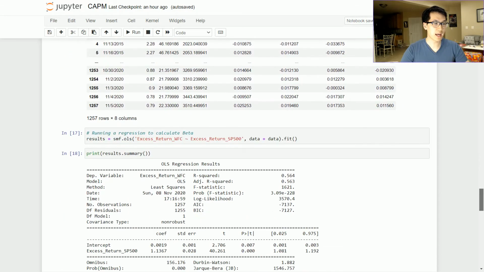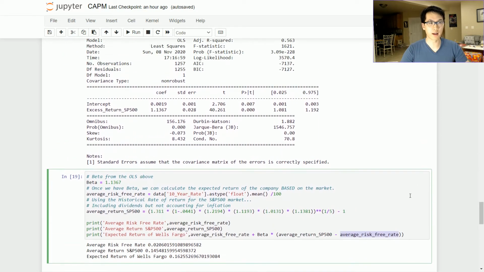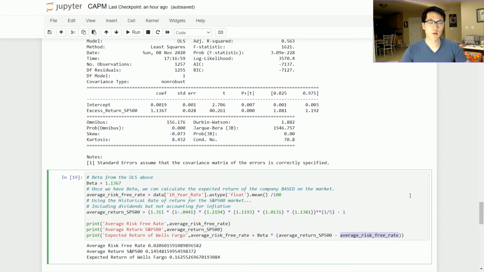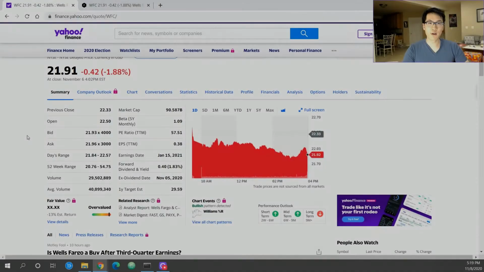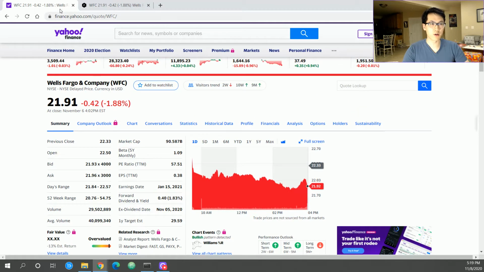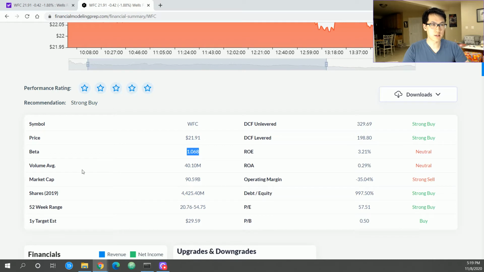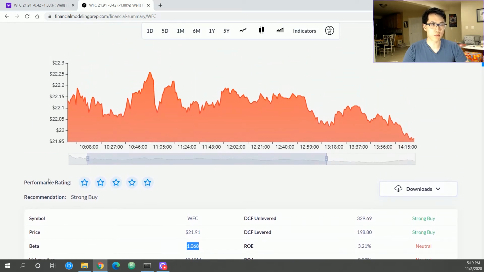But let's actually compare this value to what we have on Yahoo Finance or Financial Modeling Prep. And notice that it's going to be slightly different. Now notice that their beta is 1.09 for Wells Fargo under Yahoo Finance, and we have a beta of 1.068 if we look at Financial Modeling Prep.